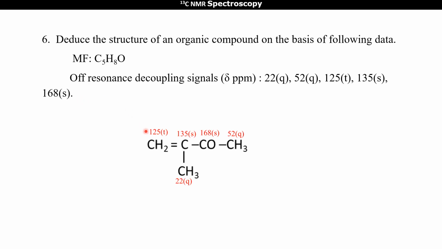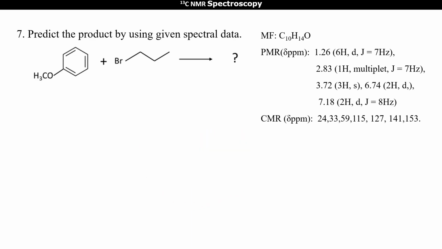Therefore the structure of the compound is like this: CH2=C(CH3)-CO-CH3. For the carbonyl carbon, the chemical shift value is 168 and it gives a singlet in the spectra. This is 22 quartet, this is 52 quartet, and all these three are in the sp2 hybridization state, and that carbon gives the signal at 135 and that carbon gives the signal at 125. This is the answer for this question.